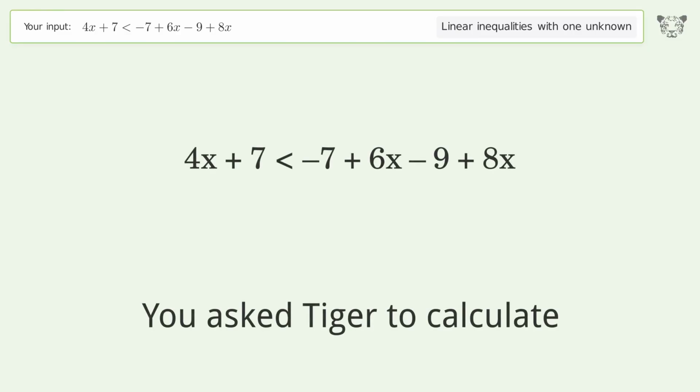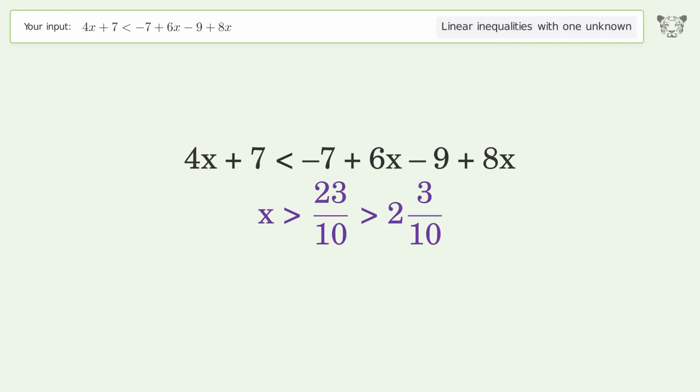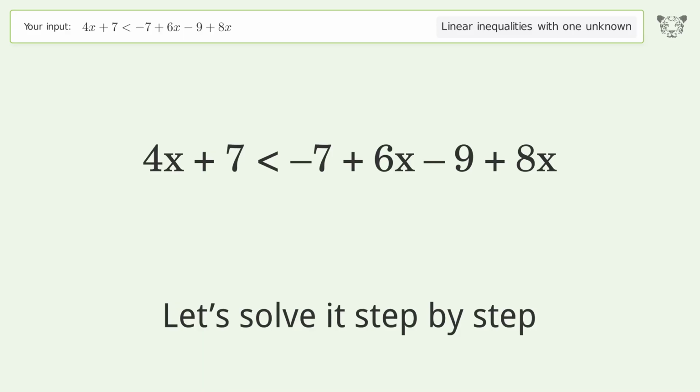You ask Tiger to calculate. This deals with linear inequalities with one unknown. The final result is x greater than 23 over 10. Let's solve it step by step.